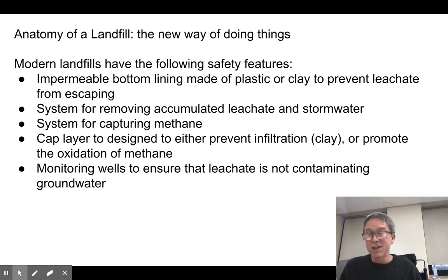The second thing is we're going to put in some sort of plumbing that allows us to pump out leachate and stormwater when it gets in there.